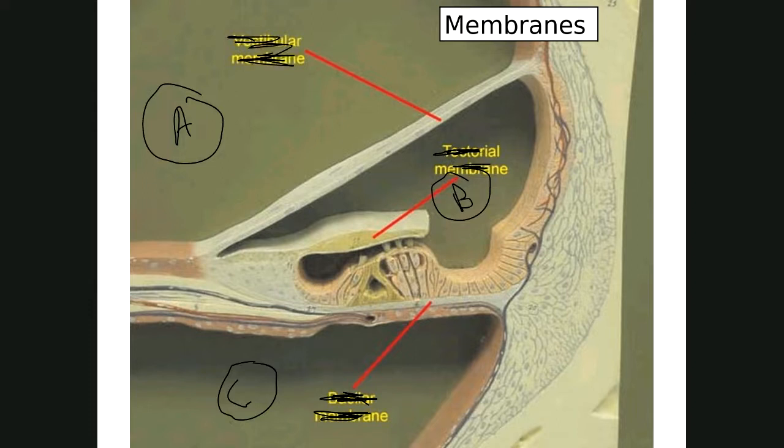Not only could I ask you that, but I could ask you to name the membrane. So I could ask you what the membranes are called as well. And you should be able to do that. And not only that, but you should also be able to tell me what fluid is located here. What fluid is located here? And what fluid is located here?